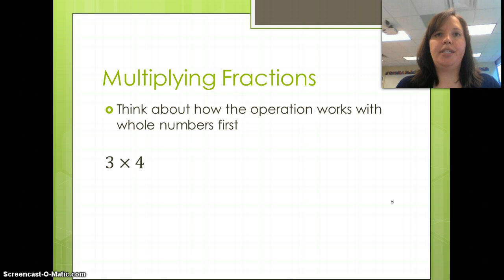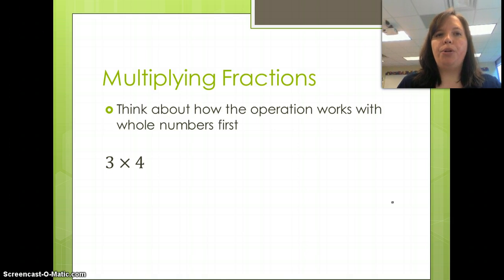So this was what I was getting to. When you talk about multiplying, adding, subtracting, or dividing fractions, whatever you're doing, if you think about how it works with whole numbers and relate those to fractions, you can talk yourself into the actual operation.